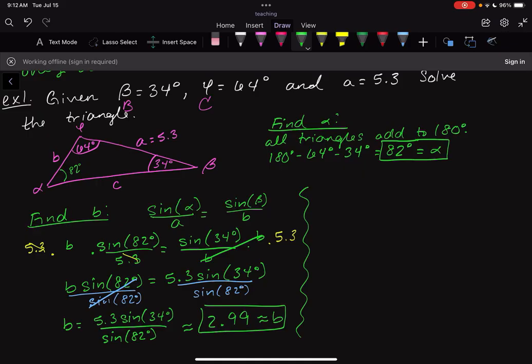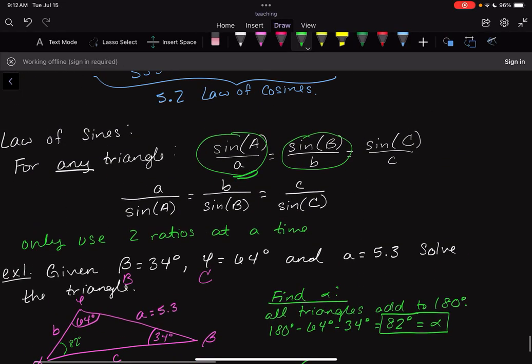And so if you had tried this before, like we found alpha, you would have had too many unknowns. You wouldn't be able to get anywhere. That's why we need a fully developed ratio. So we need one of these whole ratios here. Either we have all of A, we have all of B, or we have all of C. We need one of those options to be able to use law of sines.